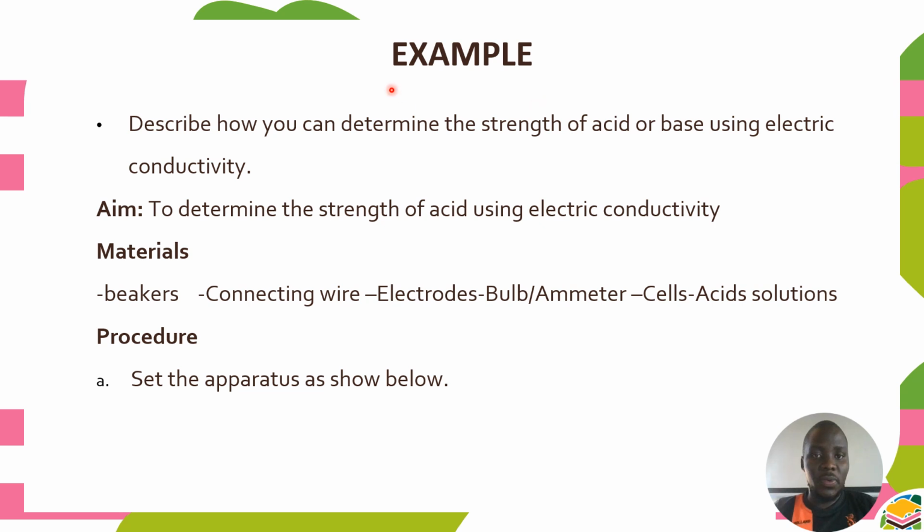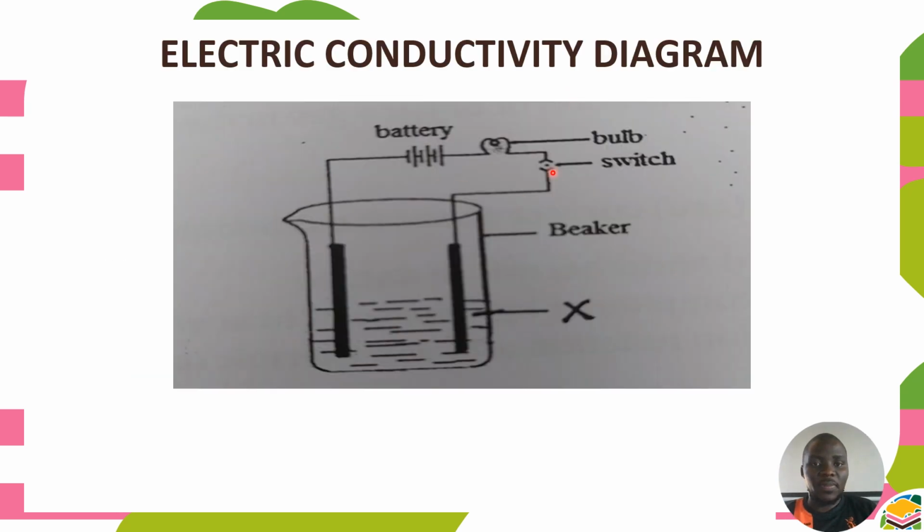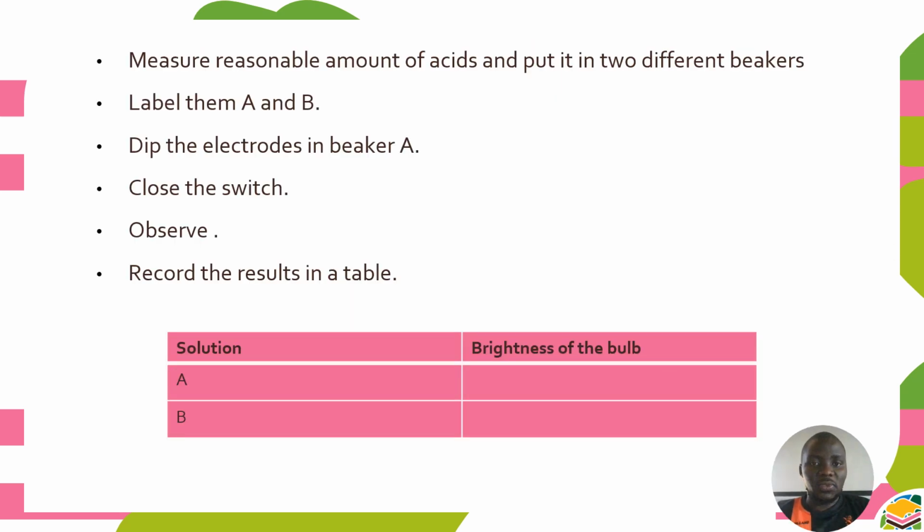For example, describe how you can determine the strength of an acid or a base using electric conductivity. The aim of the experiment is to determine the strength of an acid and base using electric conductivity. Materials that we need: beakers, connecting wires, electrodes, bulb or ammeter, cells, acid solutions. So you set up the apparatus as shown below. It means you connect the connecting wire, the bulb, the battery, and the electrodes the way it looks here. From there, you dip the electrodes in the solution.